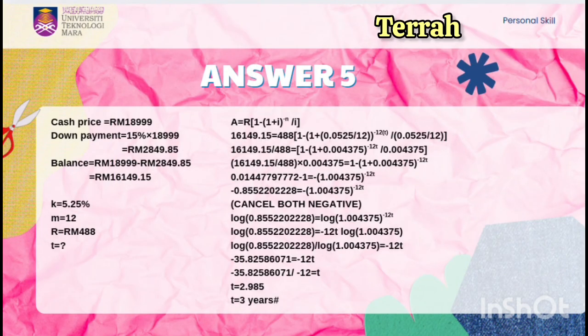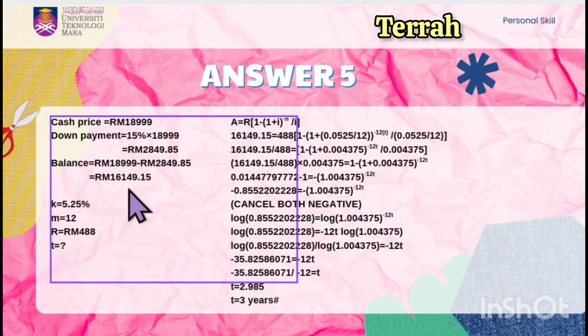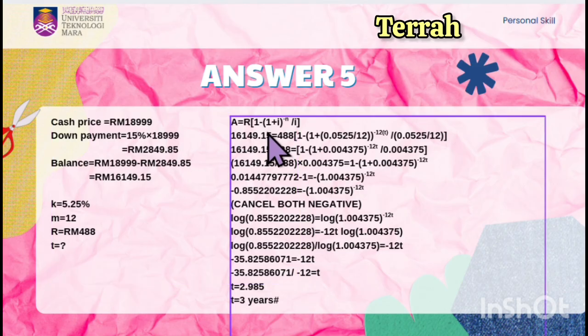Question 5 asks us to find the exact time for Chong to fully repay his loan. So the first thing we need to do is to find the down payment and the balance first. Since the discount, the compound, and the total amount he needs to pay every month have been given, we can just use all this information to fill the formula. As we can see, after we fill the formula, we can finally get this equation, and we can see what we need to solve to get the answer.